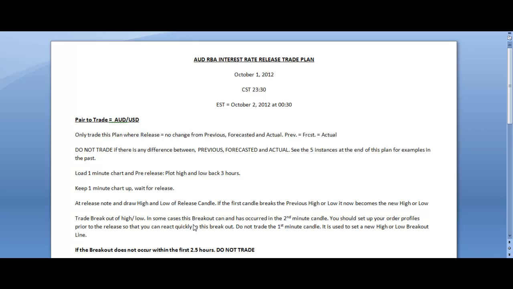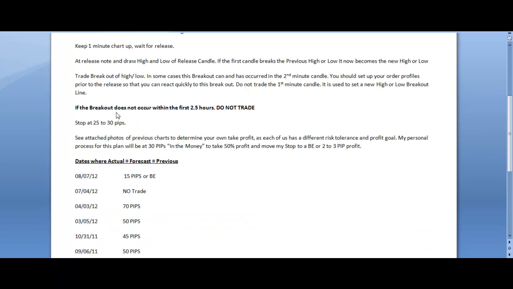In some cases, this breakout can and has occurred in the 2nd minute candle. Make sure you set up your trades prior to the release so that you can react quickly to this breakout. Again, do not trade the 1st minute candle. It is used and can be used to set the new high or low breakout line. If the breakout does not occur within the first 2.5 hours, do not trade. Stop 25 to 30 pips.